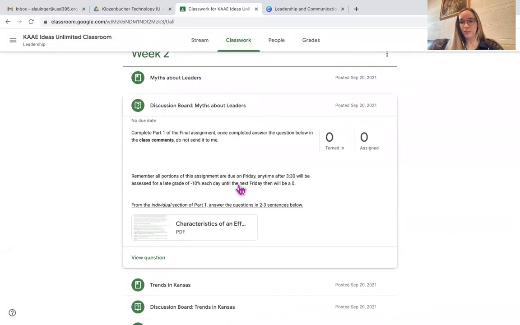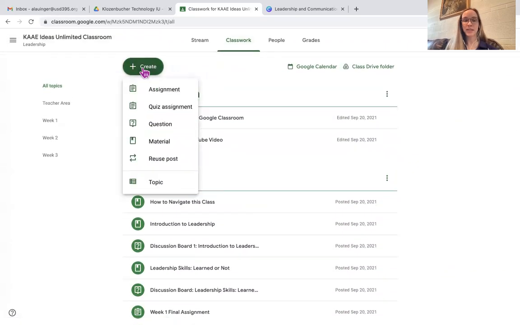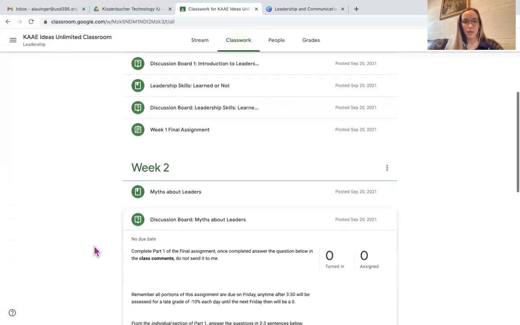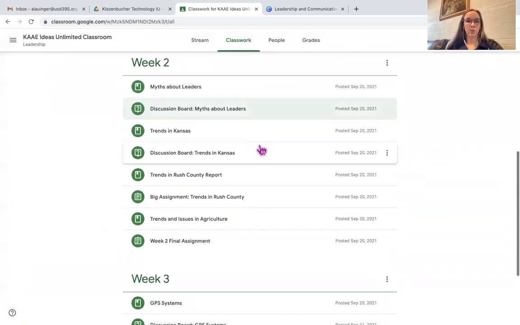The discussion board is the next big thing. So again, you would go up to here, hit create, but this time you want to hit question. Questions allow you to add a question that they can answer. In this one, you can see complete part 1 of the final assignment. Basically, they're talking about characteristics of an effective leader, what makes them an effective leader. So I added a PDF that they can read, and then they answer the questions below. I don't have a due date on here, but everything for my nested online classes is due on Friday, like all my normal classes. I do allow students to edit answers and reply to each other. And then the same thing goes for the rest of it.